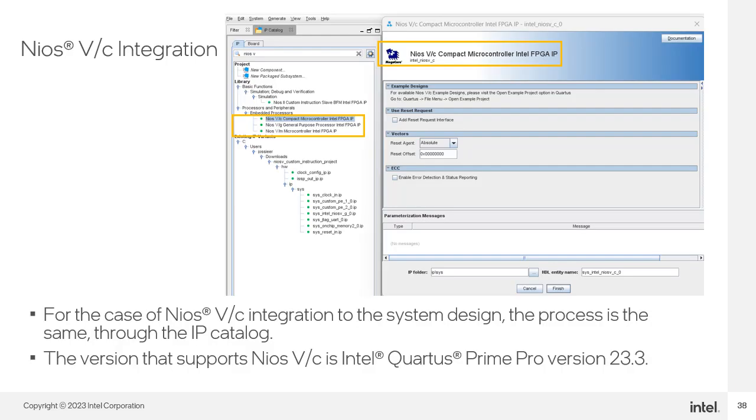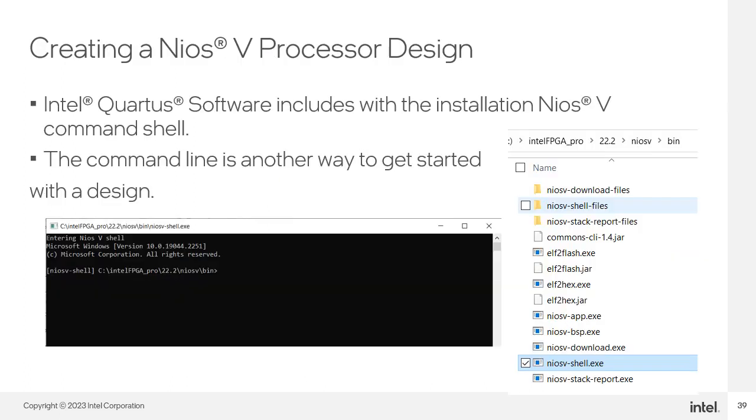For the case of Nios V/C integration to the system design, the process is the same, through the IP catalog. The version that supports Nios V/C is Intel Quartus Prime Pro version 23.3. Intel Quartus software includes with the installation the Nios V command shell. You can do several tasks through this tool for the whole design flow.